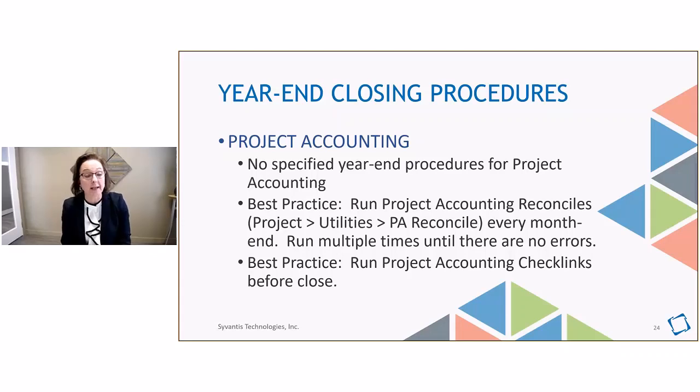And then the second thing I really recommend is run project accounting check links before you close. Again, this one may require multiple runs because there are so many things that pop up in project accounting. There are so many links with other modules. It's integrated with GL, AR, AP, payroll, inventory. It's all over the place. So there are so many links that it can take a long time to run.